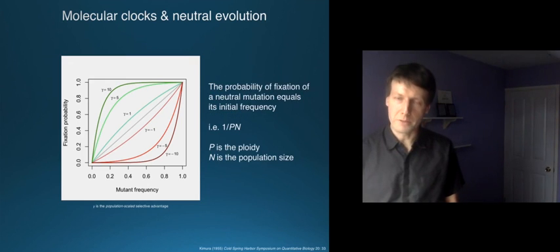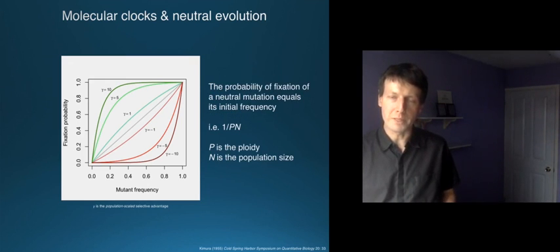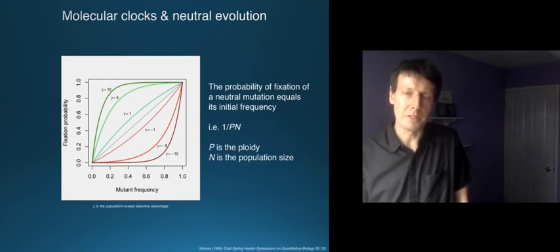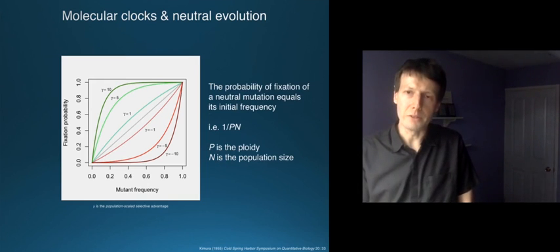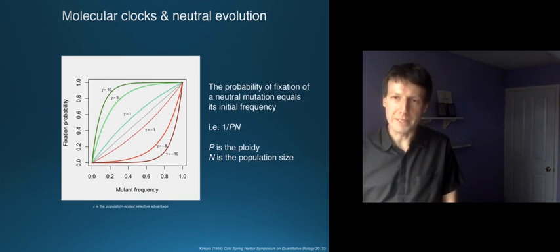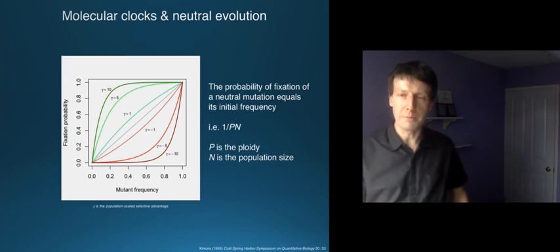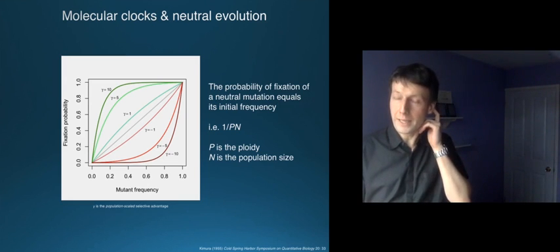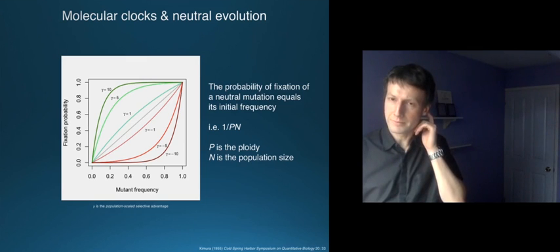And the second famous result, which I'm going to show you, which is even more important because it underpins Motoo Kimura's theory of neutral evolution, is that the probability of fixation of a neutral mutation equals its initial frequency. So if P is the ploidy and N is the population size, then it's 1 over PN. And that just reflects that straight grey line in that graph.